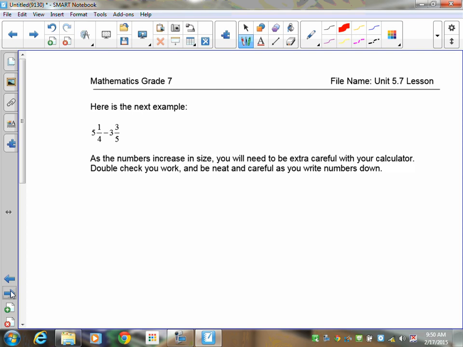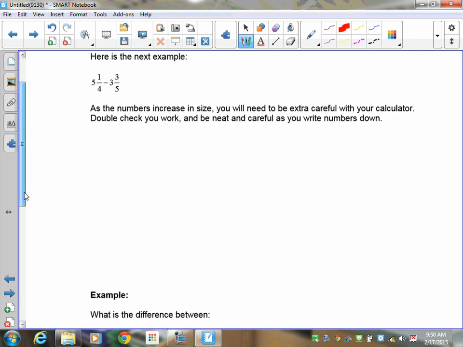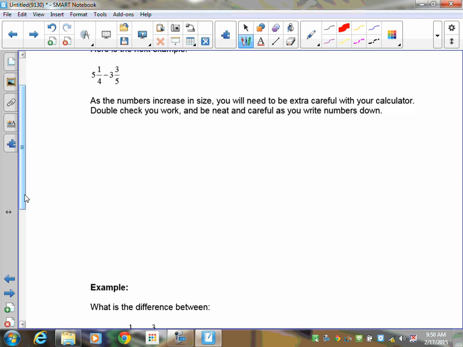Okay, so here's another example for us to work with. 5 1/4 take away 3 3/5. To do this again, the first thing we need to do is to convert them to improper fractions. So what I'd like you to do is to take and do that for me right now. Pause the recording and convert these to improper. Okay, so 4 times 5 is 20 plus 1, so that's 21 over 4. Take away, that's 5 over 3. 5 times 3 is 15, and 15 plus 3 is 18 over 5.